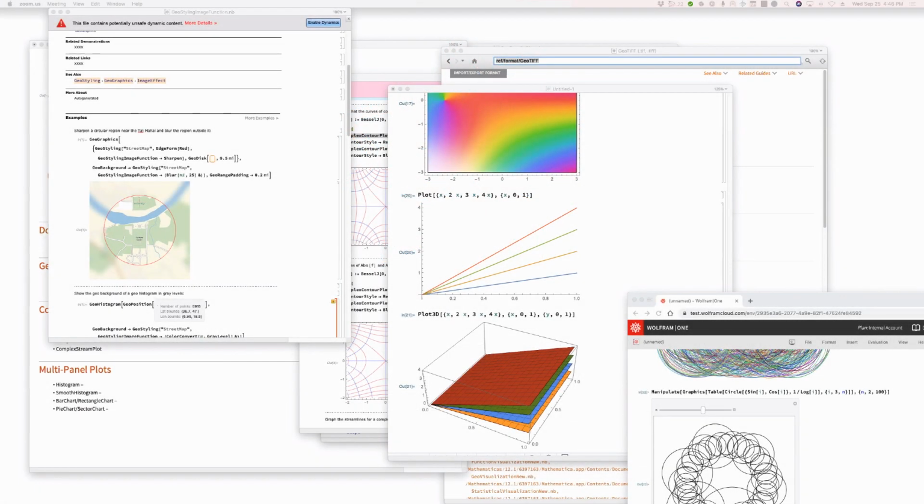All right, we are back and continuing with our review of visualization functions for version 12.1.